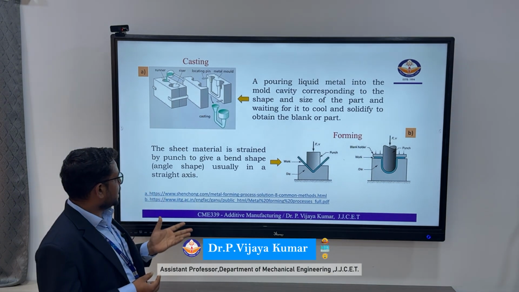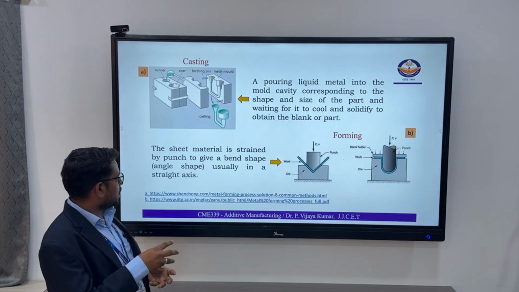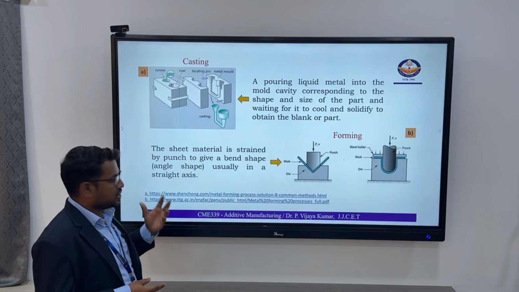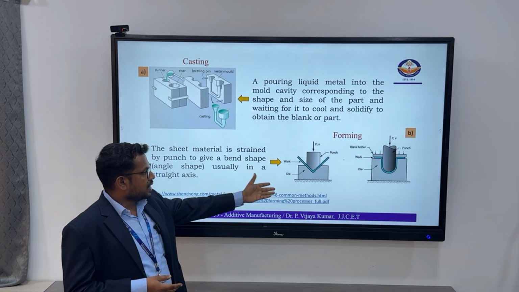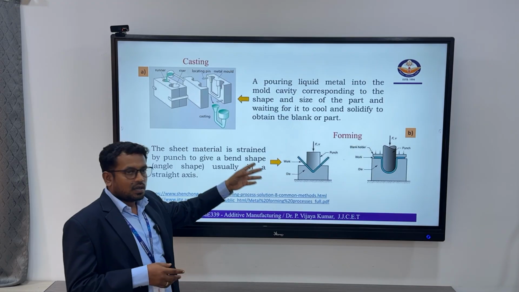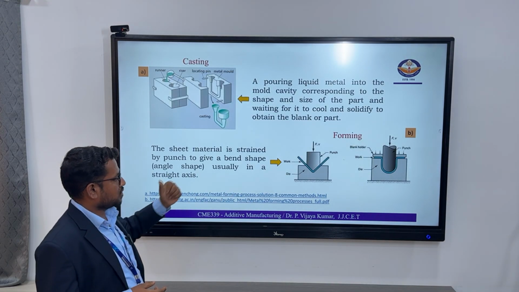The sheet material is strained by punching force into a bent shape, usually along a straight axis. It can create a V bend and U bend as well as a cup shape. We can create these by using this forming process.